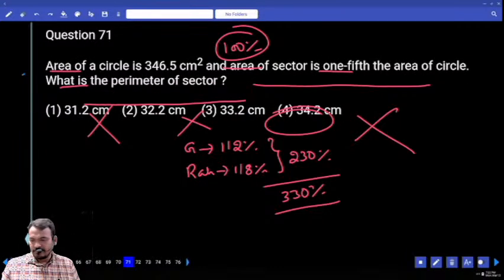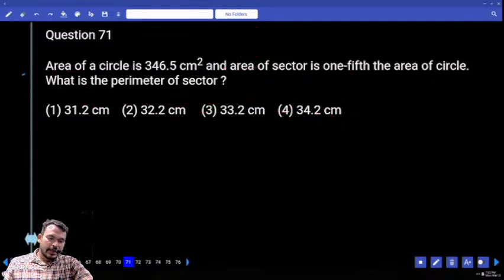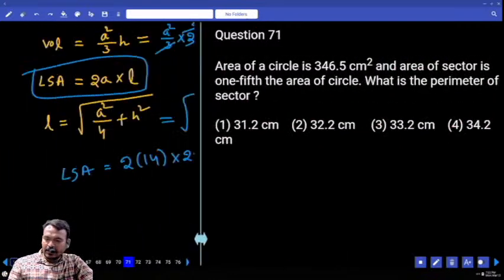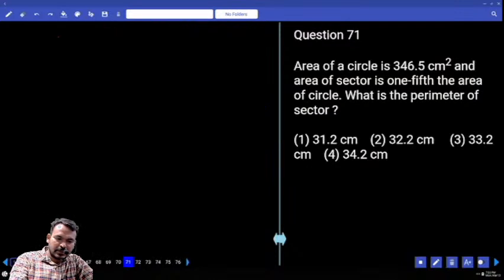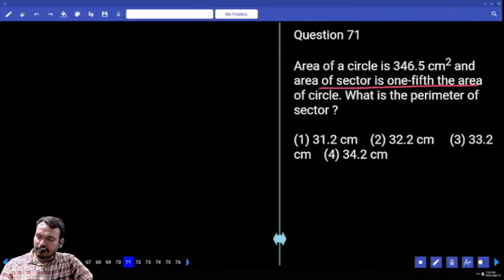Next, 71. The area of a circle is 346.5 centimeter square and the area of a sector is 1/5 of the area of a circle. Sector area is 1/5 of the area of a circle means the sector circumference is also 1/5 of which one? Circular.